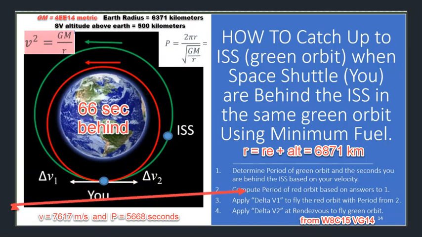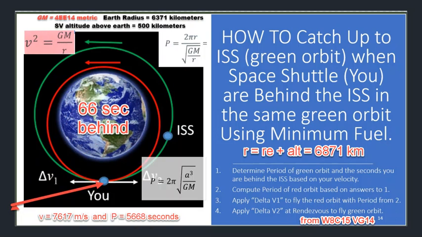So I computed the period of the red orbit. It's going to be 5,602 seconds. And now I have to figure out my velocities, and my delta V's, for delta V1 to get into the red orbit, and then my delta V2 after I've done a red orbit to get back into the green orbit, totally lined up with the International Space Station.